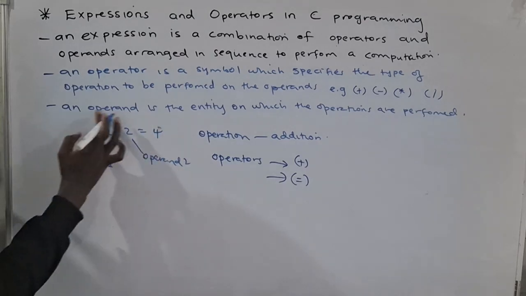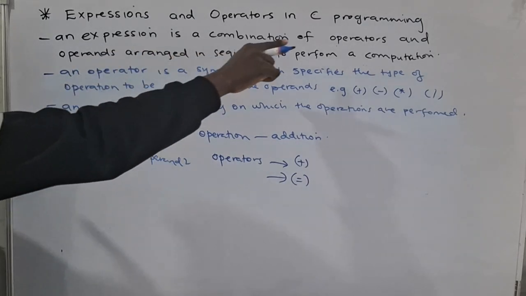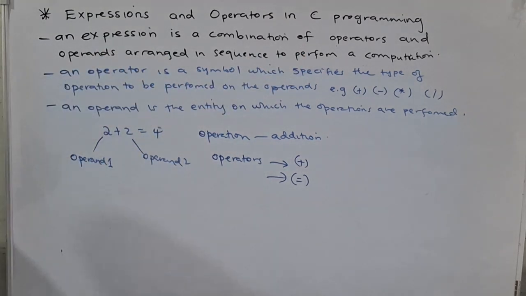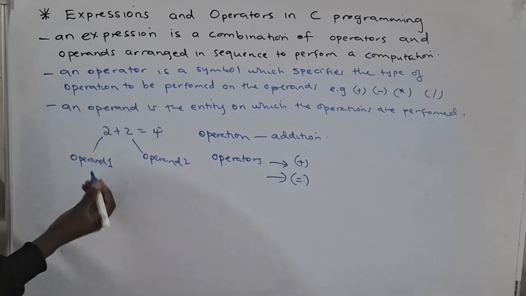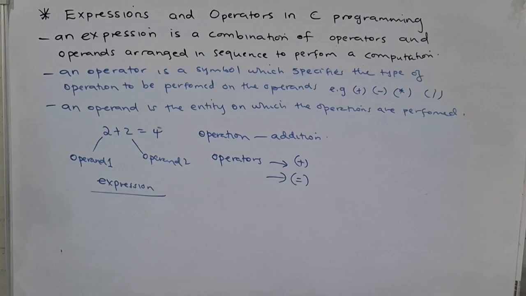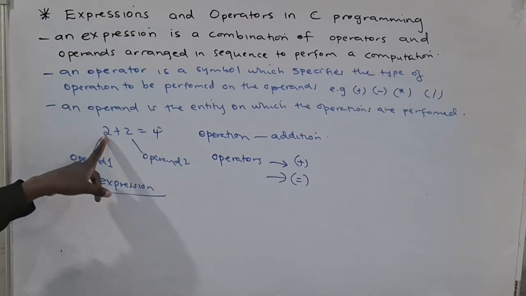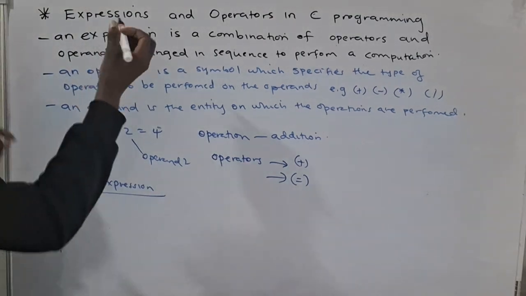What about this whole statement, 2 plus 2 is equal to 4? The combination of operators and operands arranged in sequence to perform a computation is this 2 plus 2. This 2 plus 2 is the expression. The combination of what? Of operators, this positive sign, and operands, this 2 and 2, arranged in sequence to perform a computation.